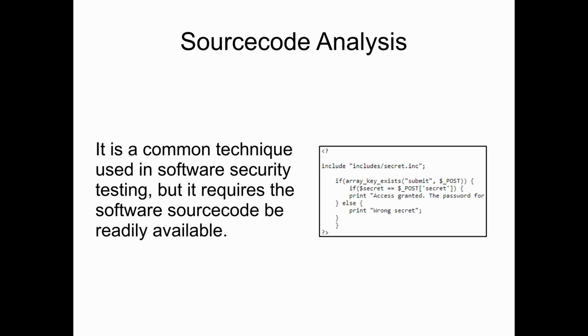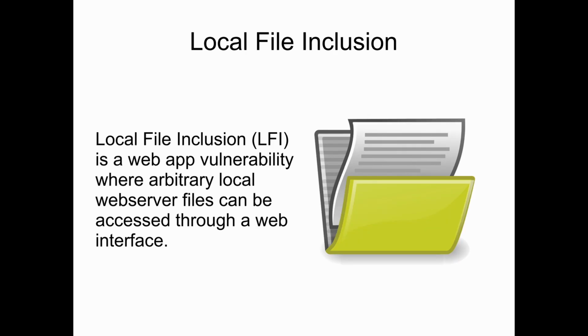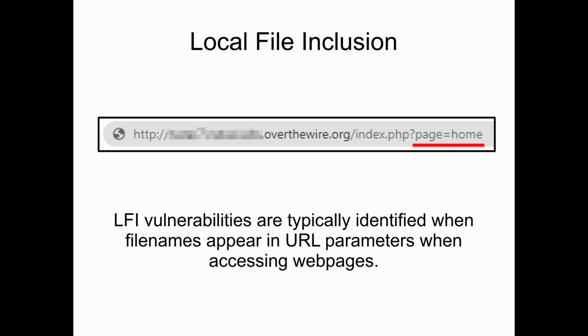URL parameters are variables attached to the end of URLs. They are often used to send search queries to web servers, but they can be used to retrieve other data as well. Local file inclusion is a web app vulnerability where arbitrary local web server files can be accessed through a web interface. LFI vulnerabilities are typically identified when file names appear in URL parameters when accessing web pages.